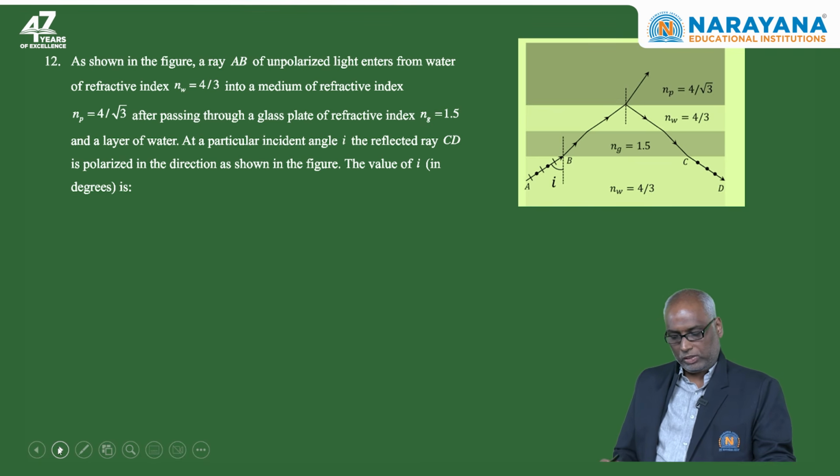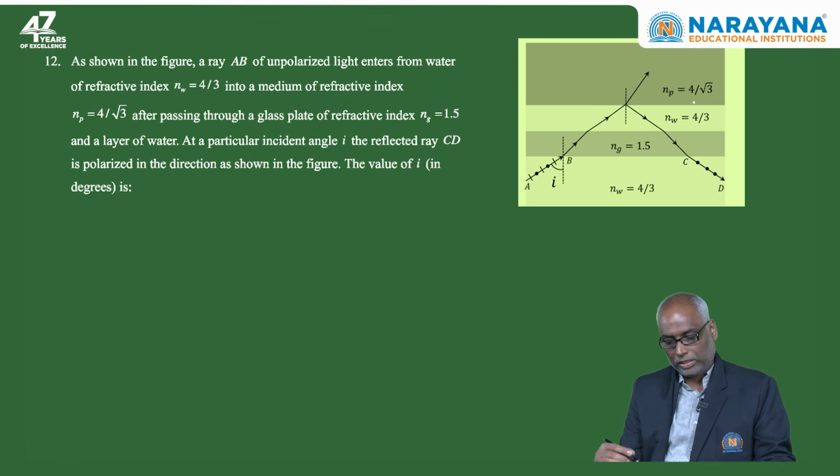Now here, we have alternately water, glass and water. If the angle of incidence is I, the angle of refraction is R. At this point the angle of refraction also becomes R. When it goes into the water medium again, the angle becomes I. The other angle also becomes I. So at the point where the ray is getting reflected between water and the other medium of refractive index 4 divided by root 3, this I should be the Brewster's angle. That means the angle between the refracted ray and reflected ray should be 90 degrees.